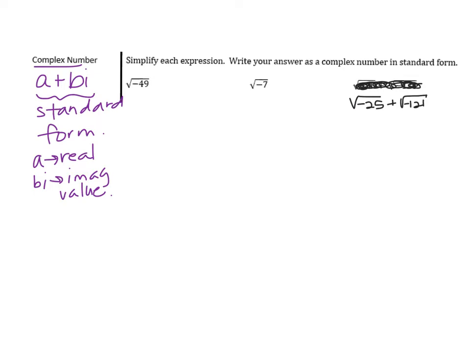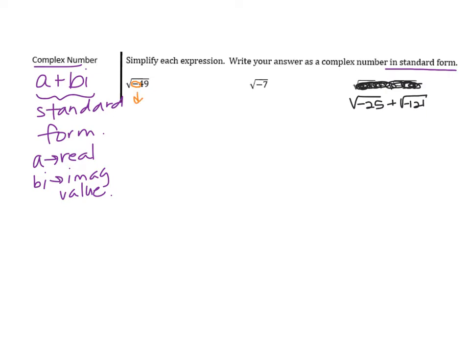On the right, it says simplify each expression. Write your answer as a complex number in standard form. The first example is the square root of negative 49. Now notice it's not x squared equals negative 49, it's just the square root of negative 49. Therefore, we're only taking the positive answer. We're not going to have plus or minus. But before we can evaluate even that much of it, we need to factor out the negative sign by taking out the square root of negative 1 as i.